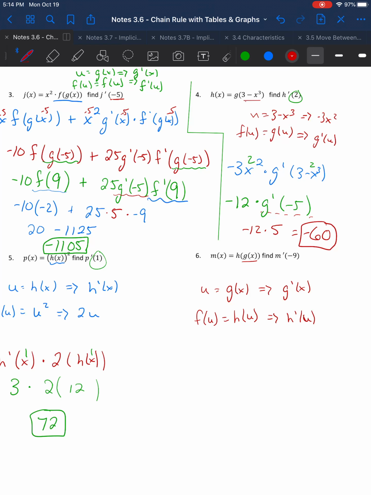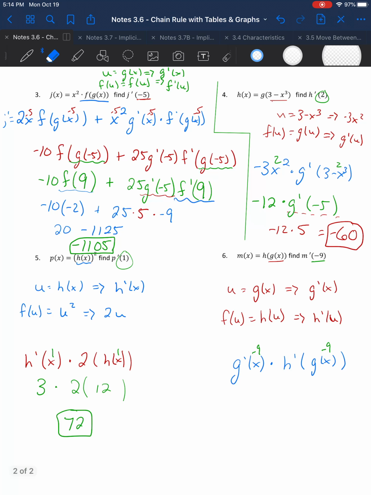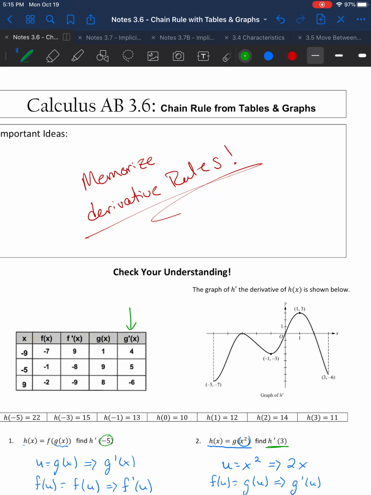Sorry, guys. All right, last one. So my u is going to be g of x. f of u will be h of u. That'd be g prime. That'd be h prime. I multiply them together. And u was g of x. And then I'm going to replace my x with what I want, -9.